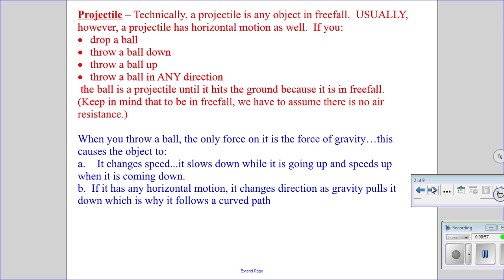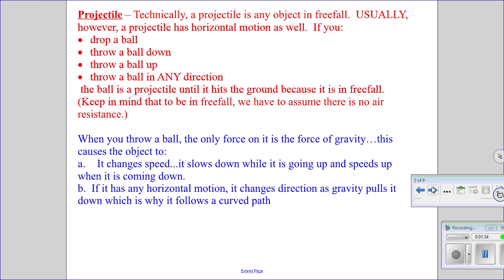So projectile. First of all, I got to give you a definition of a projectile. Technically speaking, a projectile is any object that's in free fall. And we just finished learning free fall, right? So we said that an object was in free fall anytime you throw it or drop it. If I take the tennis ball and drop it, it's in free fall, it's a projectile. If I throw it straight up in the air, it's in free fall, so it's a projectile. If I throw it down, it's in free fall, so it's a projectile. So all of the examples of free fall we've looked at so far are projectiles.